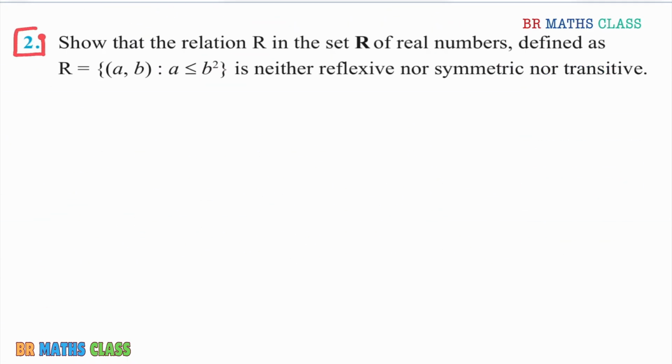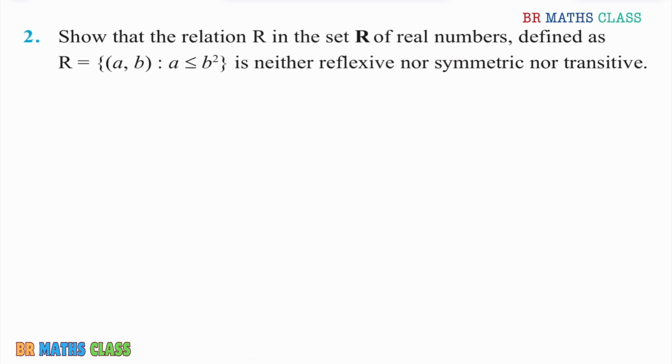This is question number 2 in exercise number 1.1 of the Relations and Functions chapter. Observe this question, what they are asking. Show that the relation R on the set of all real numbers, defined like this, R equal to the ordered pair a comma b such that a is less than or equal to b square, is neither reflexive nor symmetric nor transitive. That means we need to show that this is not reflexive, not symmetric, not transitive. This is one of the good examples to understand reflexive relation, symmetric relation, transitive relation.